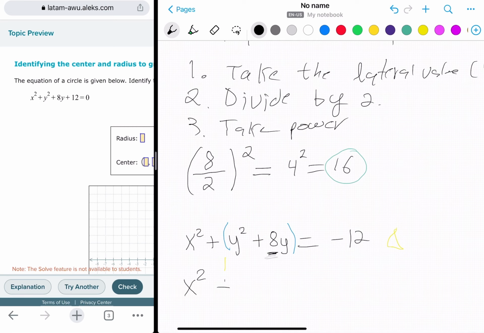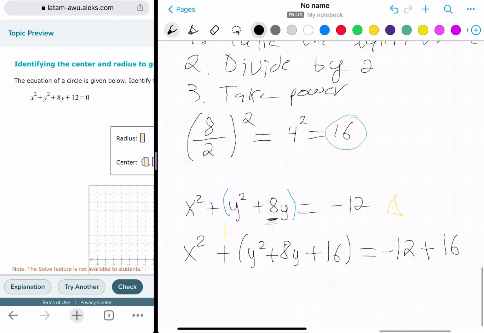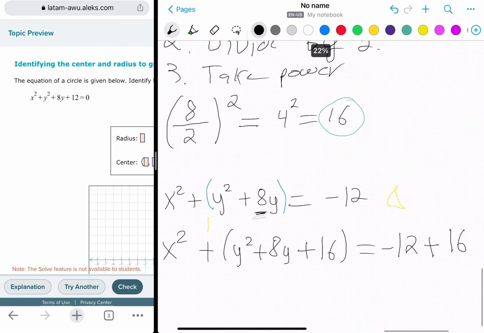So this won't change. What will change is that I will add a 16 here. And because I added something on the left side, I have to add it to the right side too, to keep the equality, right? So here it was minus 12 plus 16, like that. Now that I have it this way, I can go and factorize this as a perfect square trinomial. I will do that.